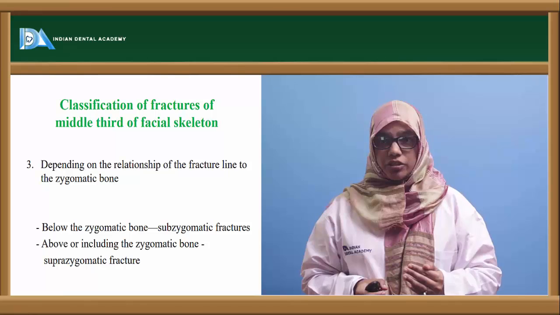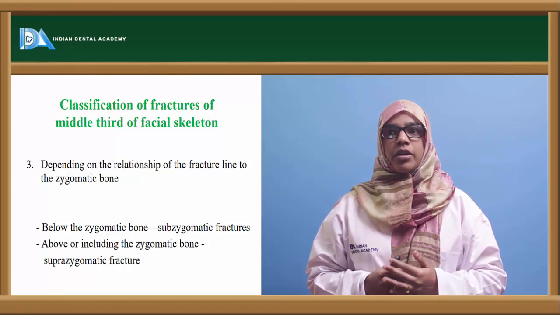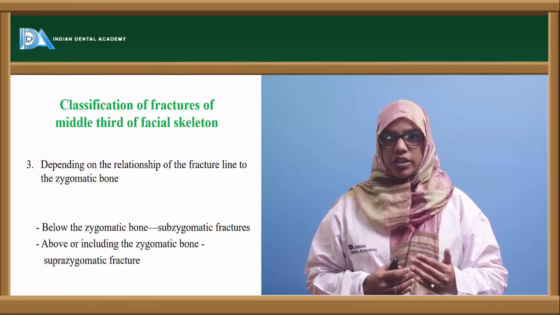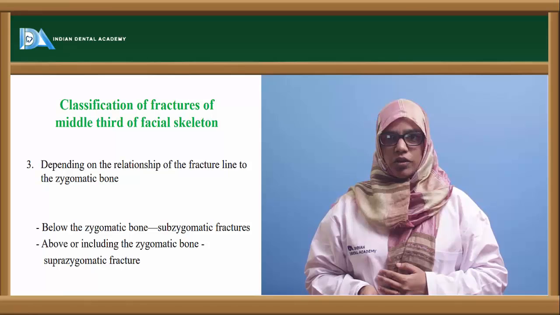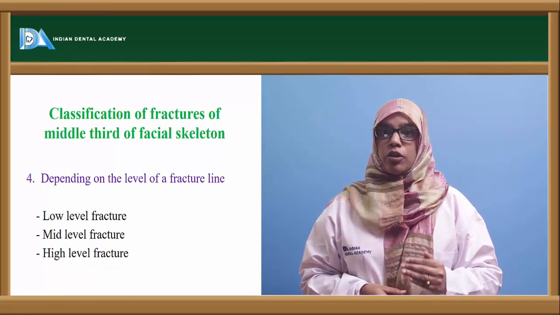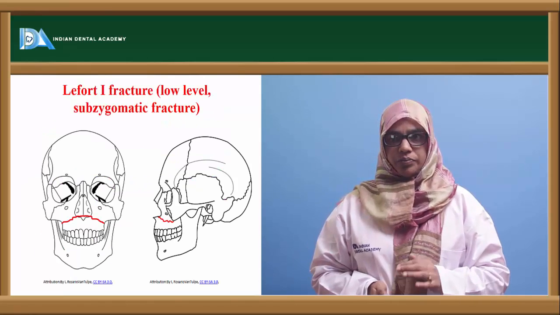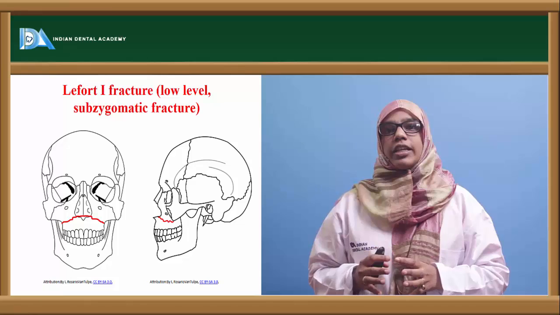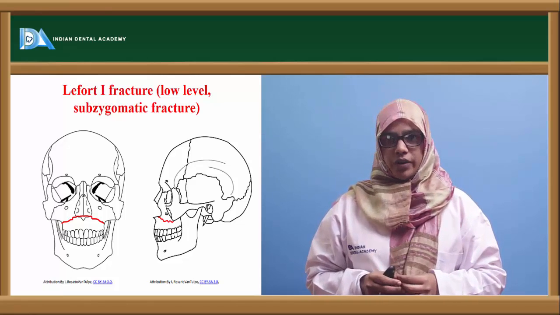Depending upon the relationship of the fracture line to the zygomatic bone, we can also classify them as below the zygomatic bone, that is subzygomatic fracture, and above the zygomatic bone, that is suprazygomatic fractures. Depending upon the level of fracture, it could be a low level fracture, high level fracture or a mid level fracture. Let's move on to the clinical features of each of these fractures. We begin with Le Fort 1 fracture.